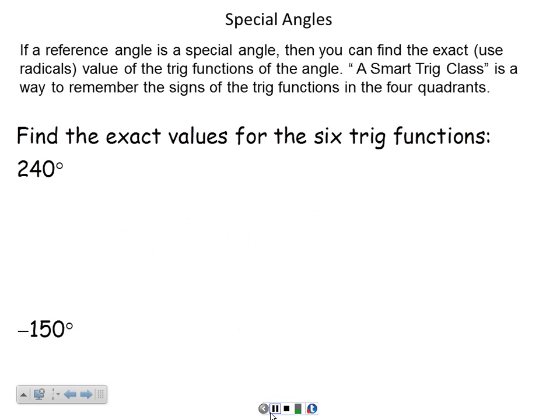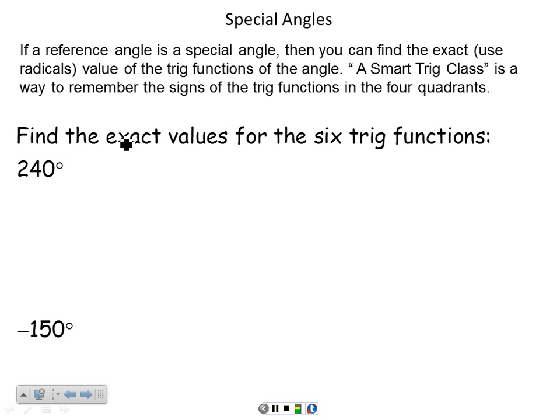Alright, special angles, and this is where reference angles can help us. We talked about those special right triangles, the 30, 60, 90, and that's where this is going to come into play. If a reference angle is a special angle, then you can find the exact value of the trig functions of the angle. Remember, use radicals, no decimals. A smart trig class does come into play here. It is a way to remember the signs of the trig functions in the 4 quadrants.